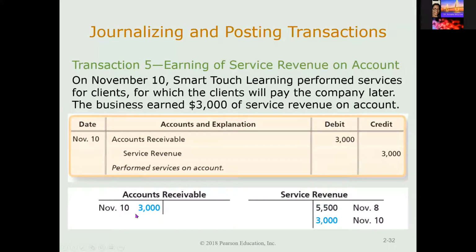Here in transaction 5, on November 10th, Smart Touch Learning performs services for clients for which the clients will pay the company later. The business earned $3,000 of service revenue on account. So the two accounts that are involved here are accounts receivable, which is an asset, and service revenue, which is considered equity. Okay? So accounts receivable increases with a debit, and service revenue increases with a credit.